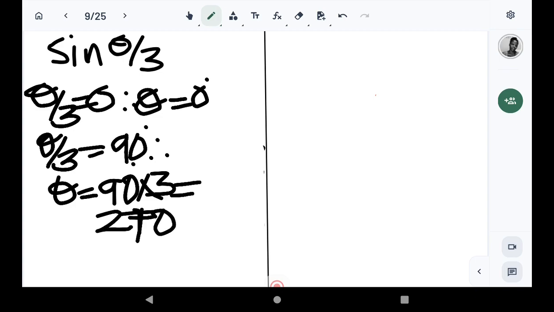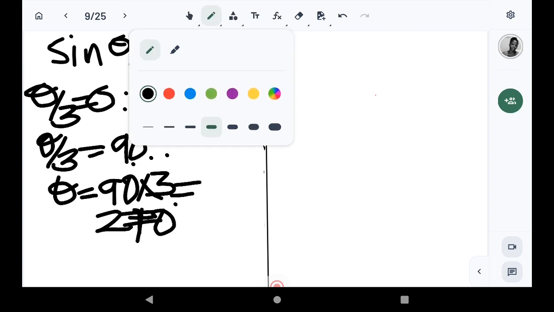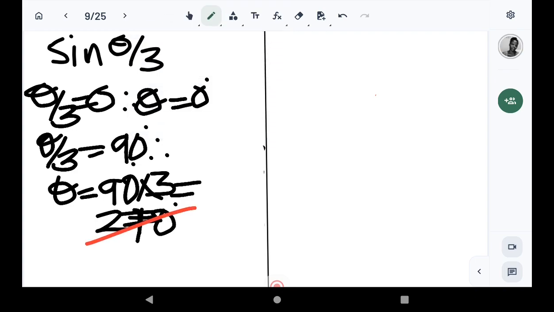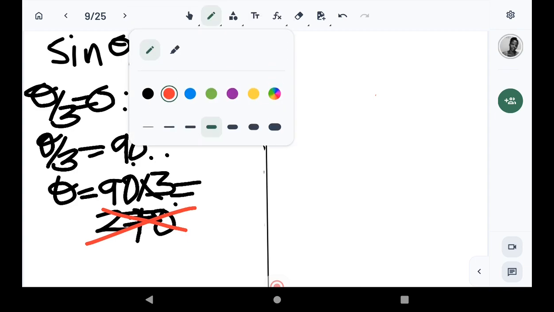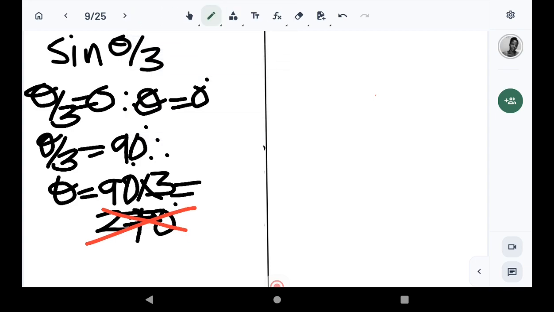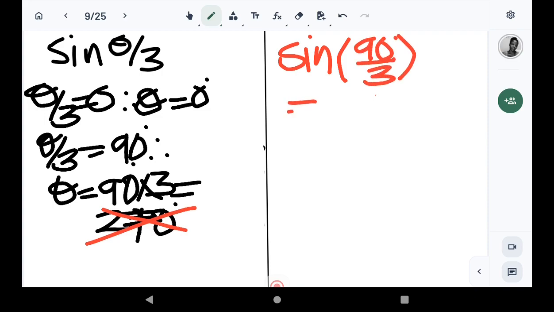But note that 270 degrees is out of the domain that we are dealing with in this particular situation, which is 180 degrees. So instead of forcing ourselves to calculate that, we find out what the graph does at half the point, which is 90 degrees. So we substitute that into the equation. That becomes 90 degrees divided by 3. Where there is theta, you just substitute the point on the x-axis where you want to see what the graph does.